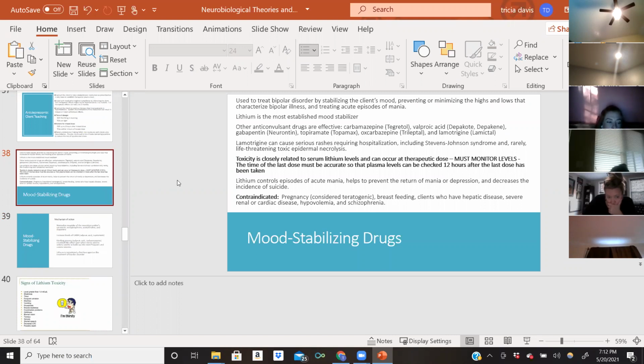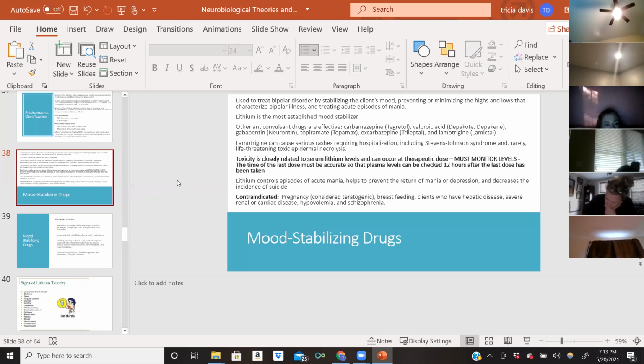So then we have mood stabilizing drugs. We use these to treat bipolar disorder. It stabilizes the client's mood, prevents or minimizes those highs and lows that characterize what we call bipolar illness. And we can also use it to treat acute episodes of mania. Lithium is the most established mood stabilizer that we use. It's kind of like the gold standard. It's been around for a long time. It's a very trusted medication. It works very well. Other anticonvulsant drugs are effective.